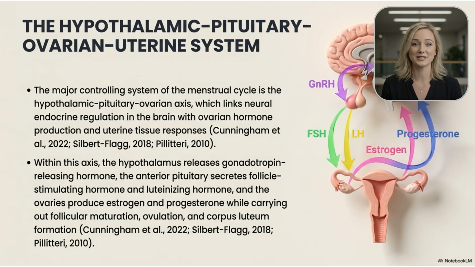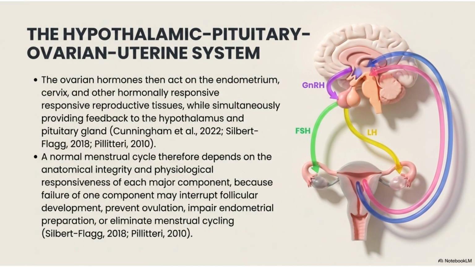The hypothalamus releases GnRH, which signals the anterior pituitary to secrete FSH and LH, prompting the ovaries to produce estrogen and progesterone. Ovarian hormones influence reproductive tissues while providing crucial feedback to the brain. Normal cycling depends on every part of this system. If one component fails, the entire process can be disrupted.